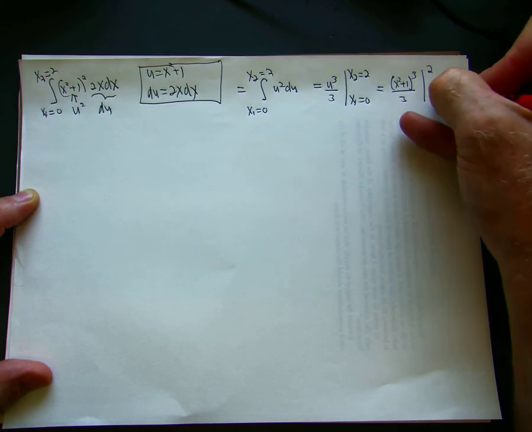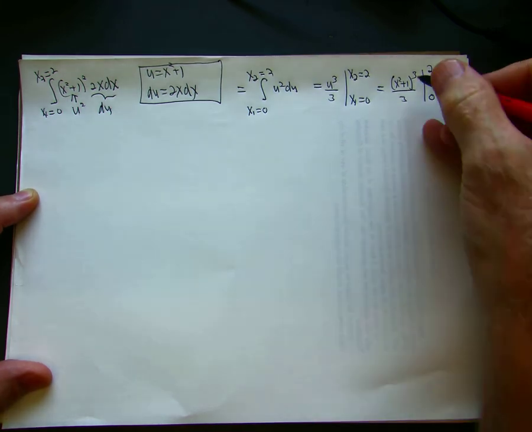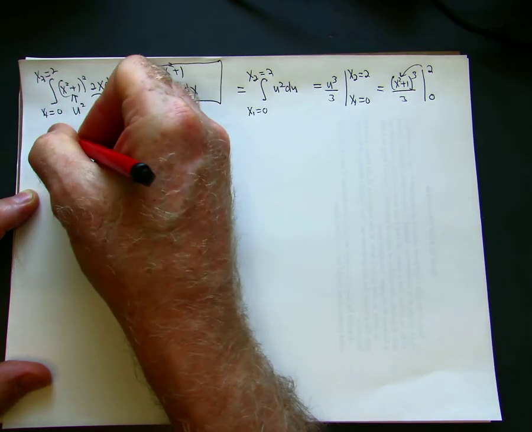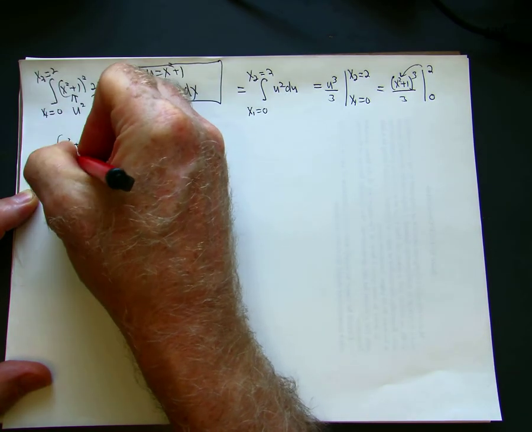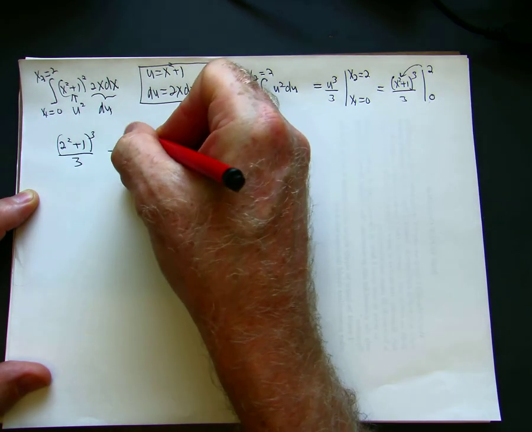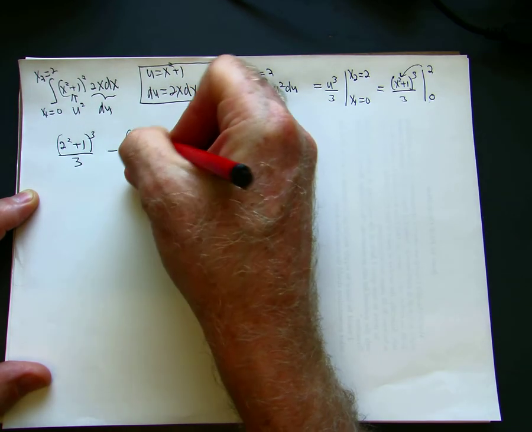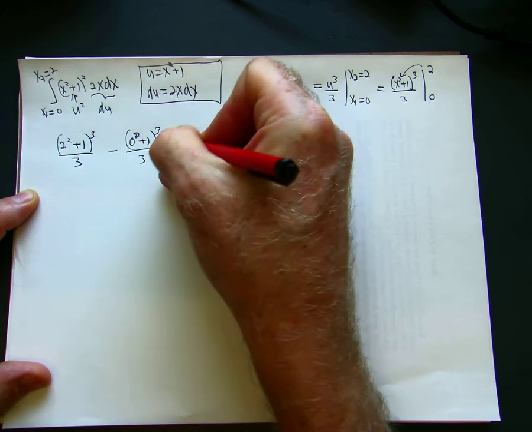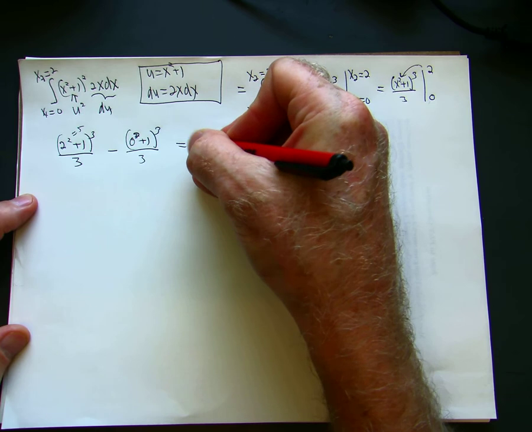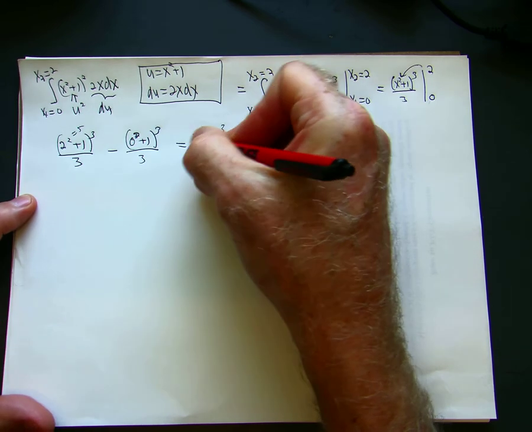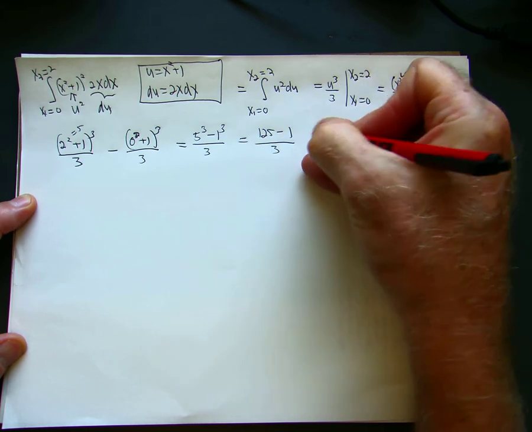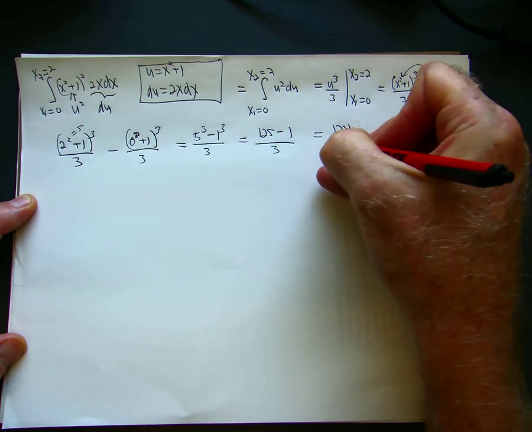Now, since I'm not really going to write the x's again since I know what's going on, I plug the 2 in, and I get 2 squared plus 1 cubed over 3. Plug in the 0, and I get 0 squared plus 1 cubed over 3. So that's going to be equal to 5 cubed minus 1 cubed all over 3. That's 125 minus 1 over 3, 124 over 3, and that's my answer.